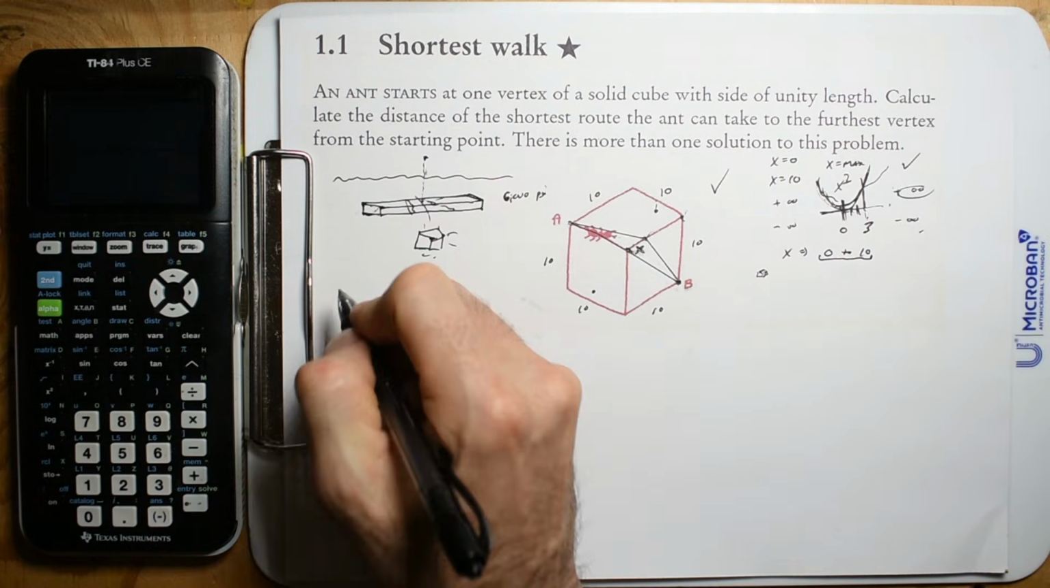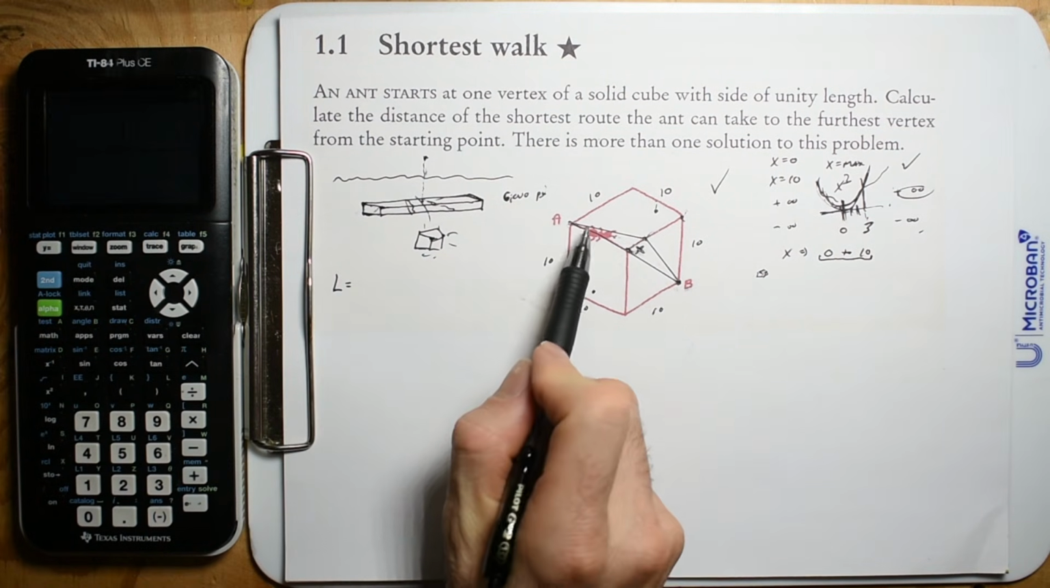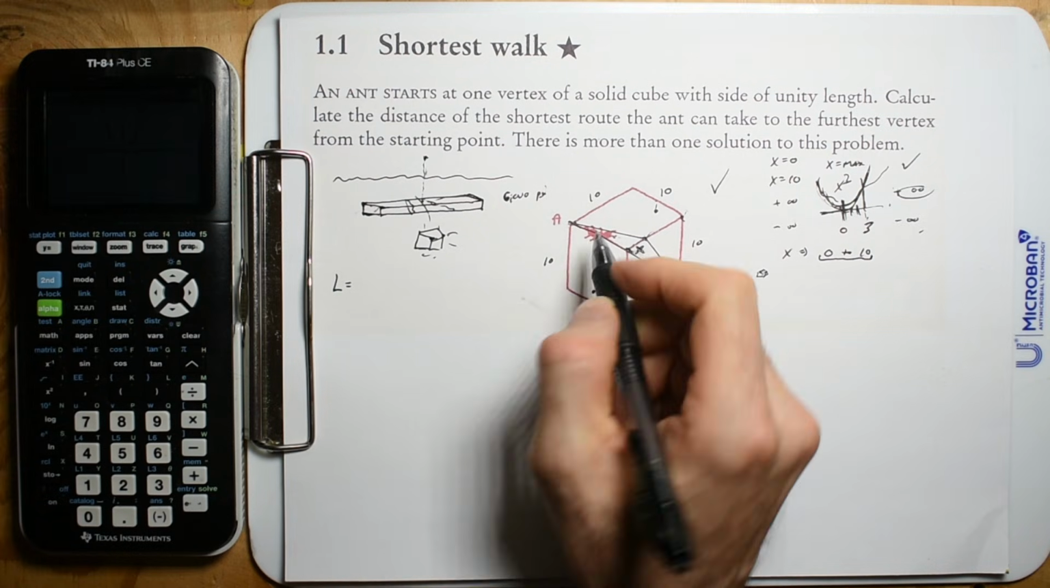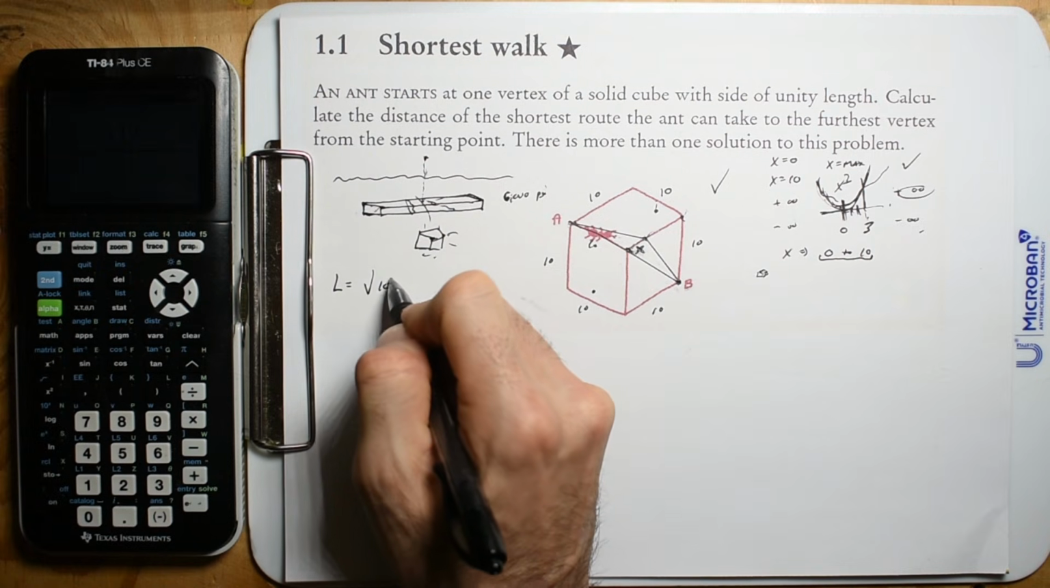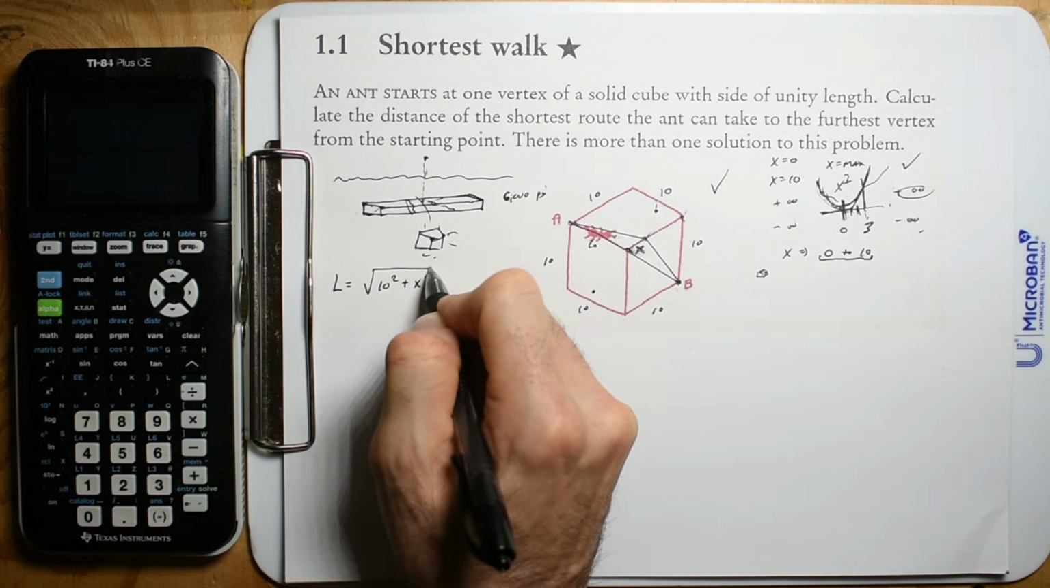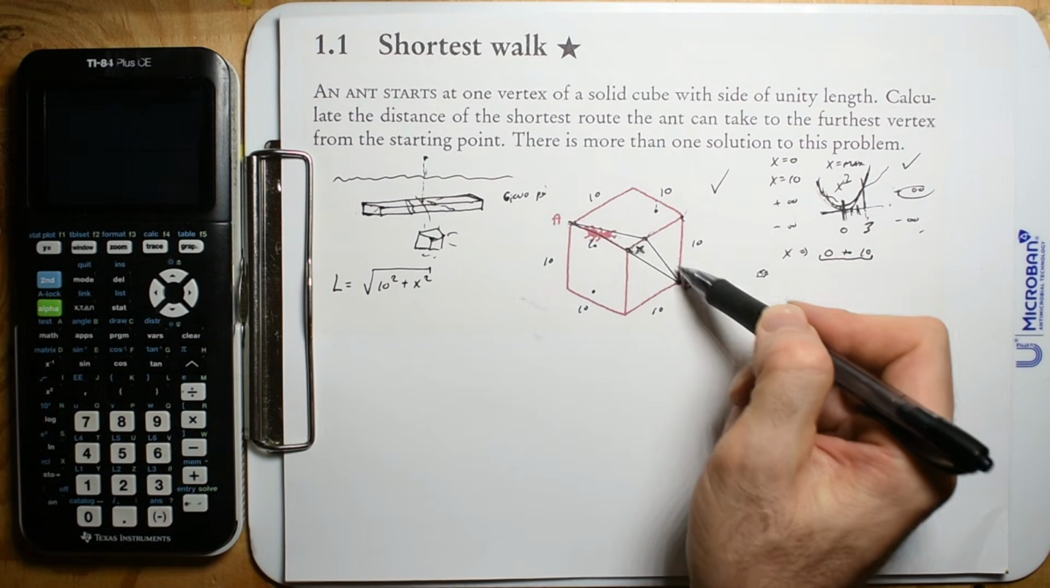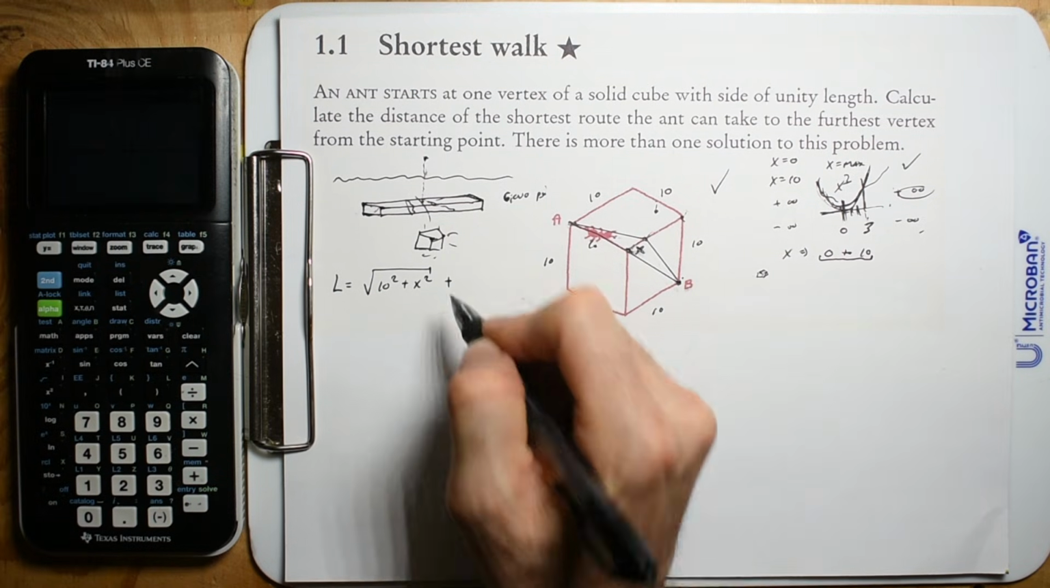Okay, enough said. So our length is going to be this hypotenuse. So it has a side of 10, and then a side of x. So we have 10 squared plus x squared. Okay, hell yeah. And then to get from there to B, now what is this?